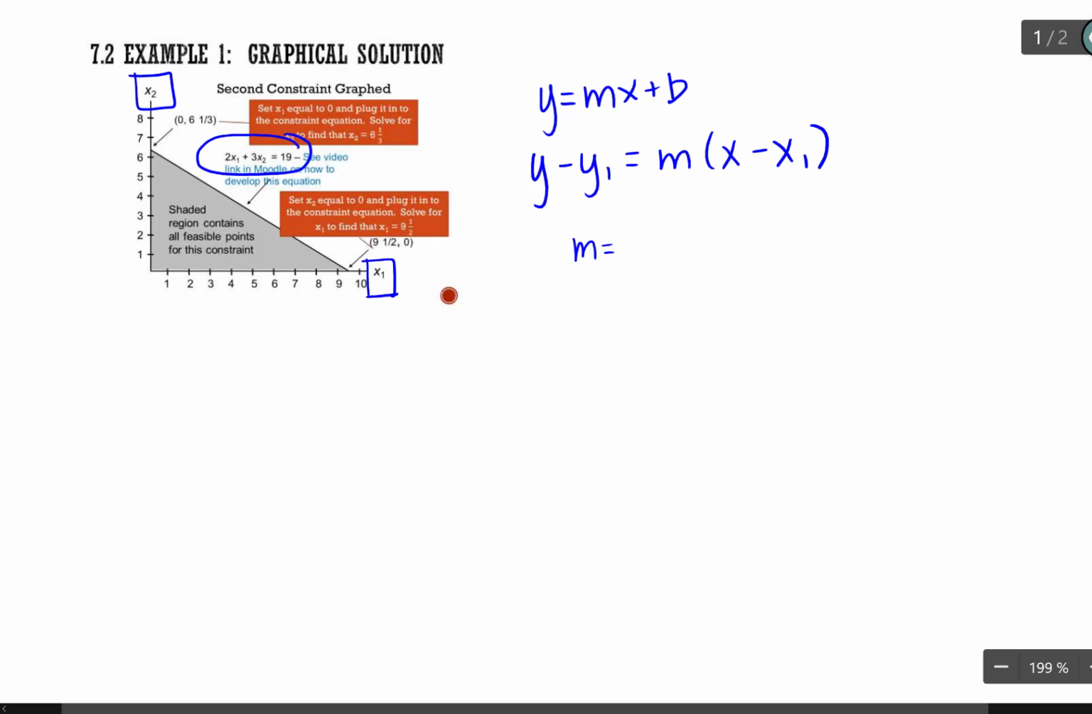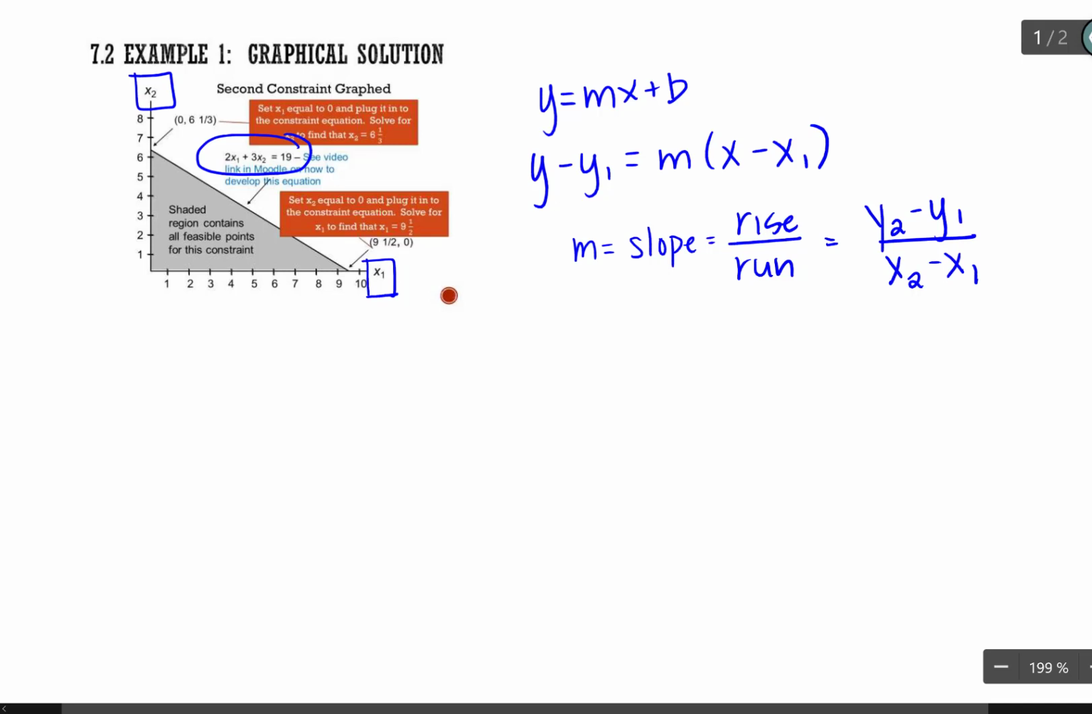Slope we know is rise over run. So how much we go up or down divided by how much we go right or left. So that could be y2 minus y1 divided by x2 minus x1. It's the change in the vertical direction divided by the change in the horizontal direction.